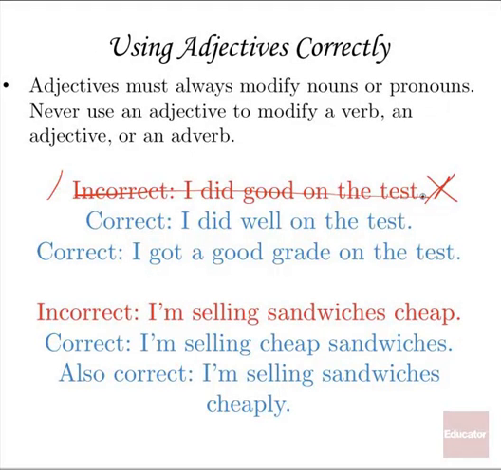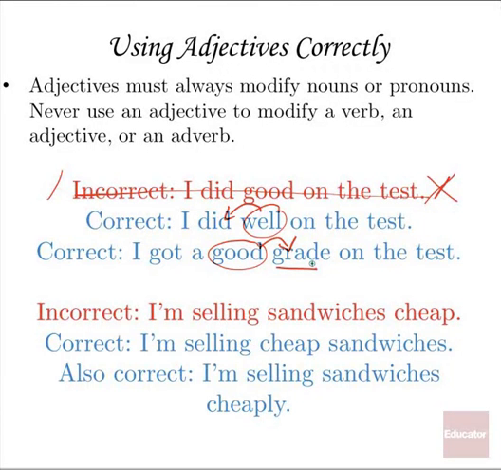It is correct to say, "I did well on the test," because well is an adverb modifying did. How did I do? I did well. Adverb. Well is an adverb. Good is an adjective. It is also correct to say that I got a good grade on the test, because in this case, good is an adjective modifying the noun grade. Either one of those is correct. Never ever say, "I did good" on something.